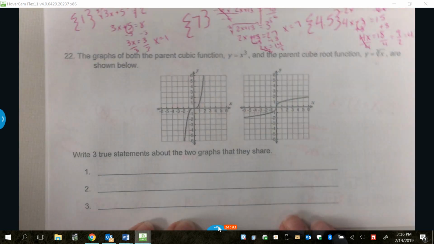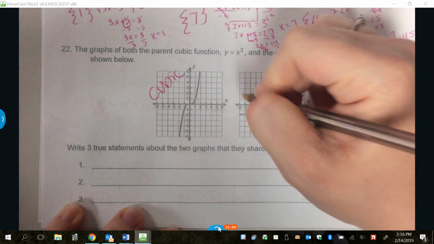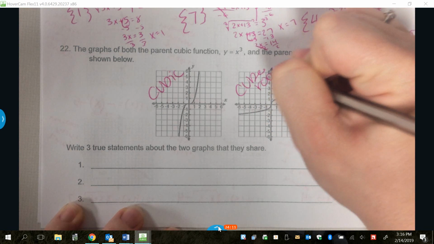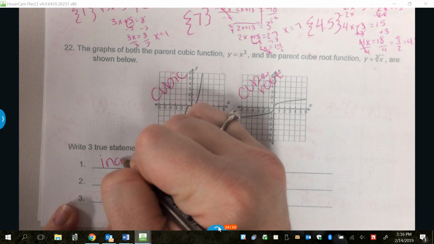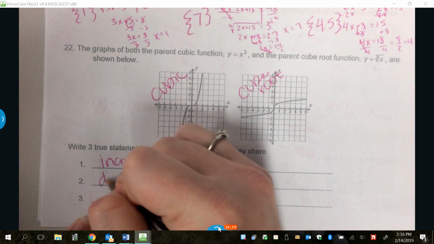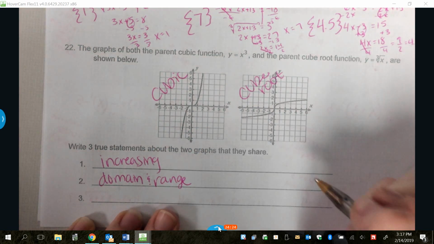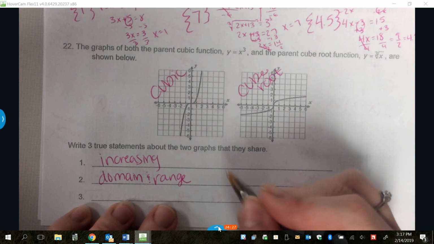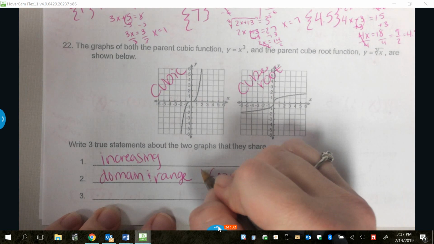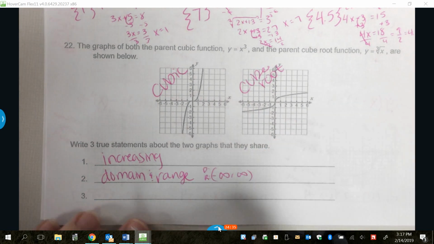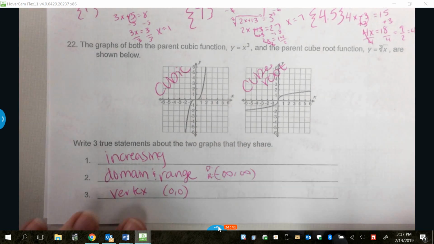I think I did this one in most classes, but we'll talk about it. So we have the cubic parent function and the cube root. What's true about these? Well, they're both increasing. Both of them have the same domain and range. Remember I said that's my favorite thing about cubic and cube root: their domain and range is always negative infinity to infinity. And that's your domain and your range. And then their vertex is both at 0, 0. So those are the main ones that I want you to know.